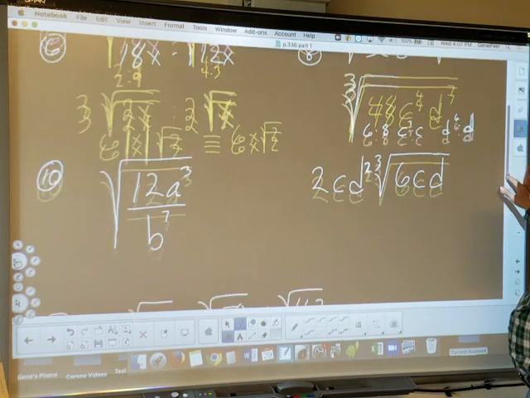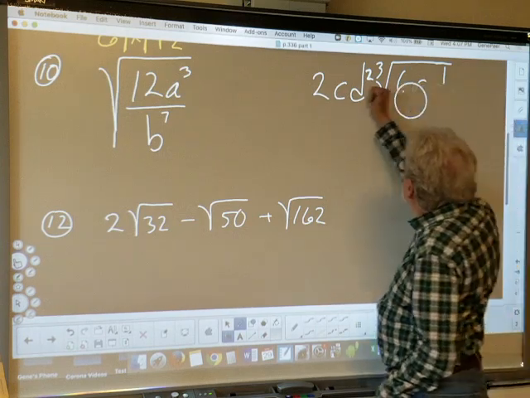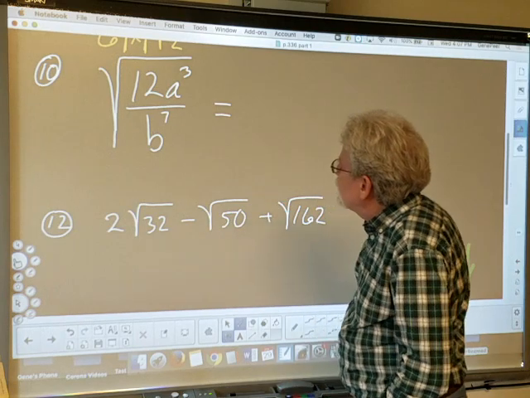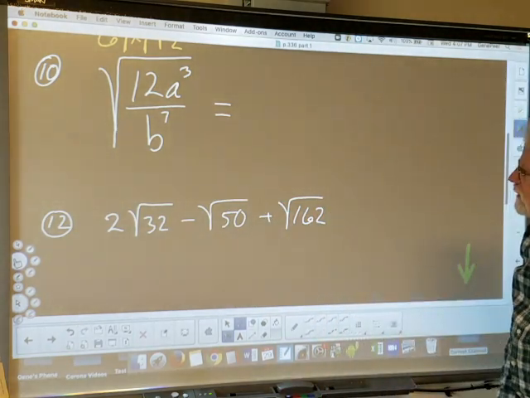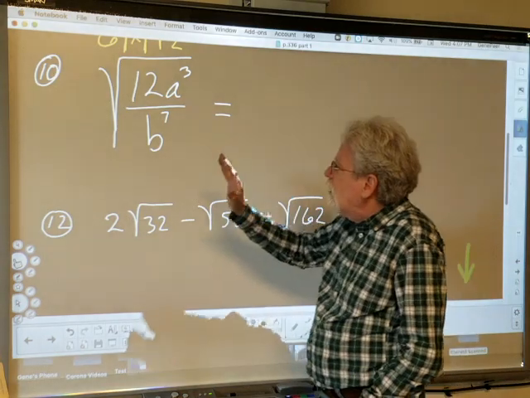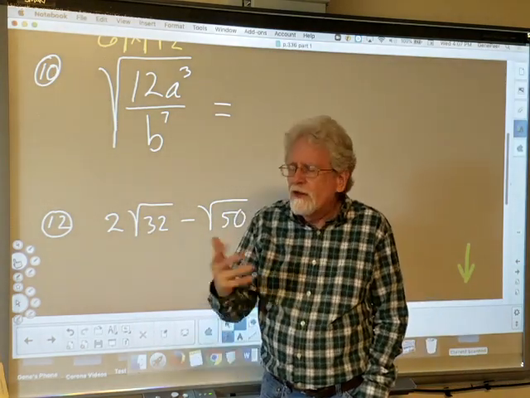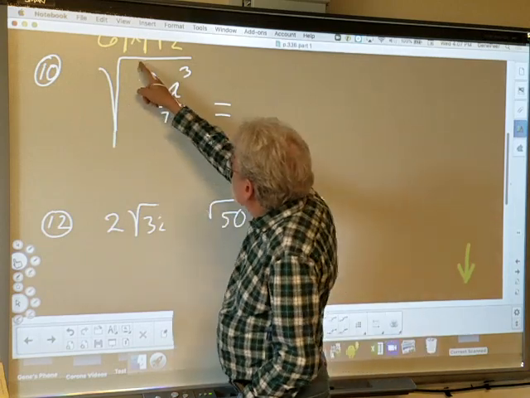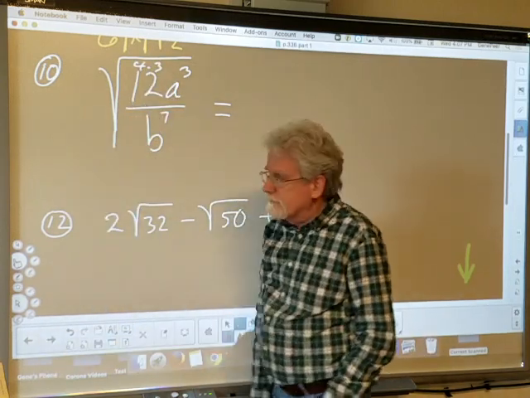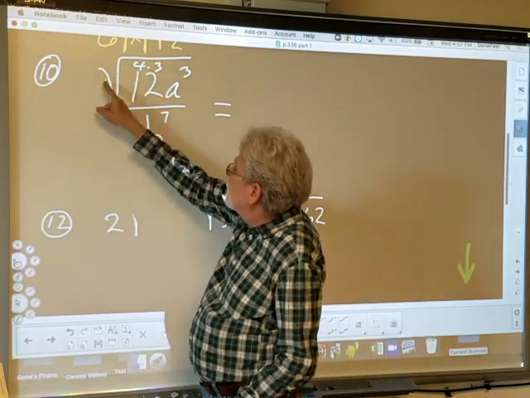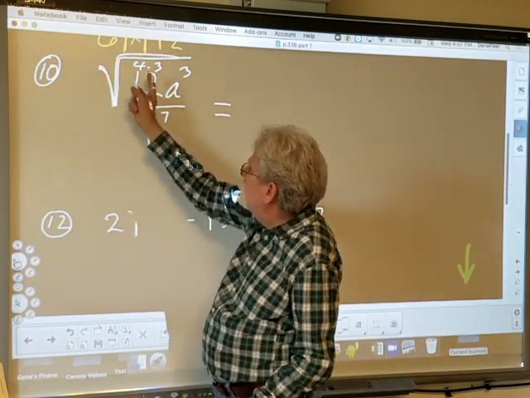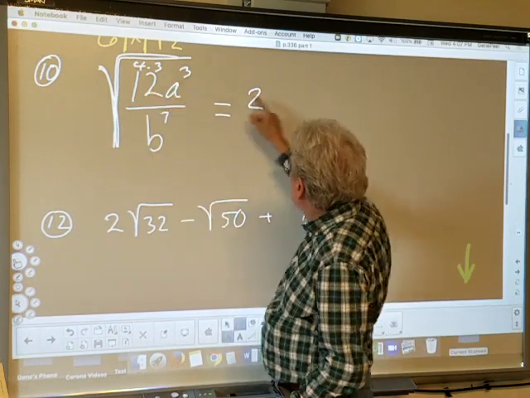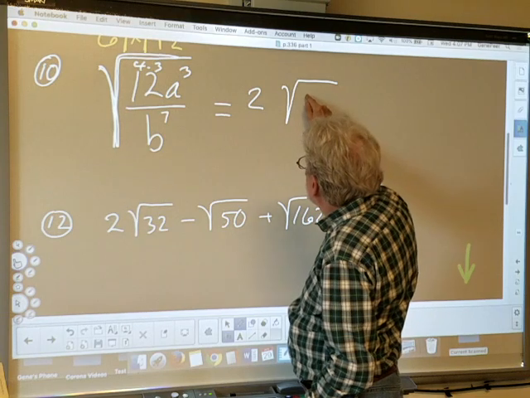Number 10. Let's get this out of there. It's in the way, maybe. Maybe not. All right, for number 10, square root of 12a cubed over b to the 7th. Not a big deal. They're just trying to emphasize that these same rules work for fractions as they do for non-fractions. The 12 becomes a 4 times 3. The 4 pachings out, but we're taking the square root of 4. It pachings out as a 2. We're left inside with a 3.